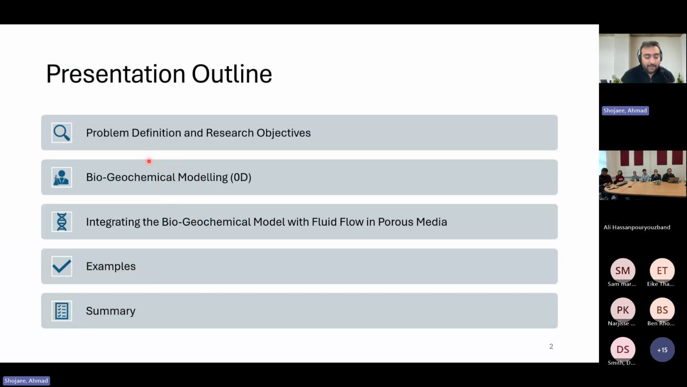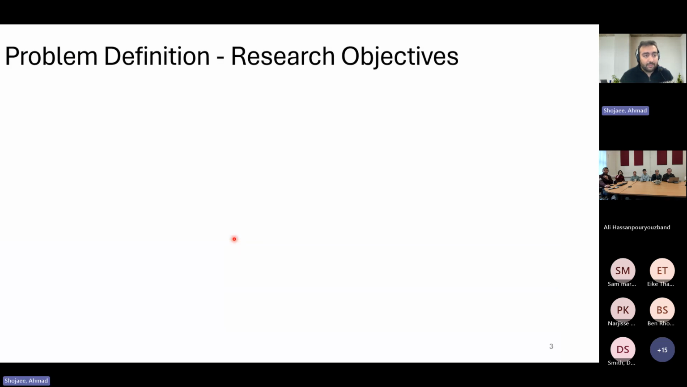After that, I will talk about the first part of my PhD, which is about building a conceptual model of subsurface hydrogen systems, a bio-geochemical batch model. The second part of my PhD is about integrating that bio-geochemical batch model with fluid flow in porous media, or transport equations. After that, I will provide some examples of use of the model, and finally, the conclusions and summaries. So let's start with the problem definition.